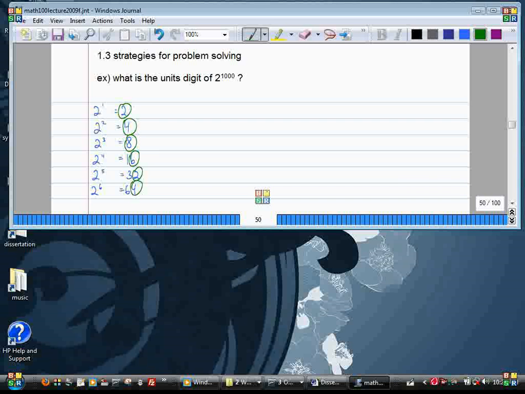So now we just have to go backwards. We know that we're going to 2 to the 1,000. So which one is that going to be the same as? Is that the same as 2 to the 1, 2 to the 2, 2 to the 3, or 2 to the 4? Now how can you check? How many times does 4 go into 1,000? Yes, 250. So now once you know that, how does that help you?